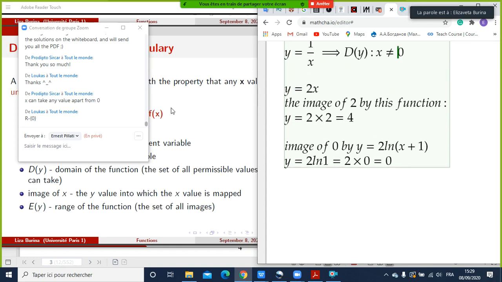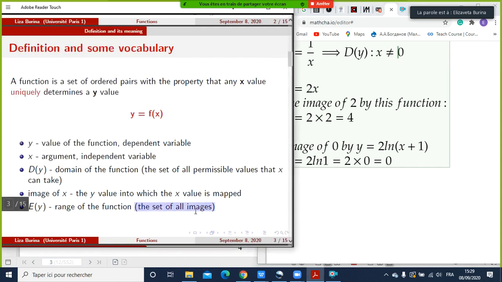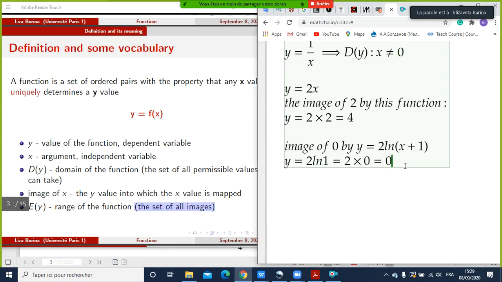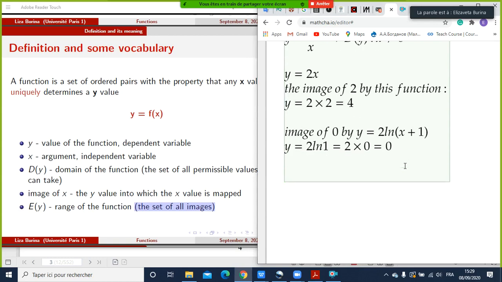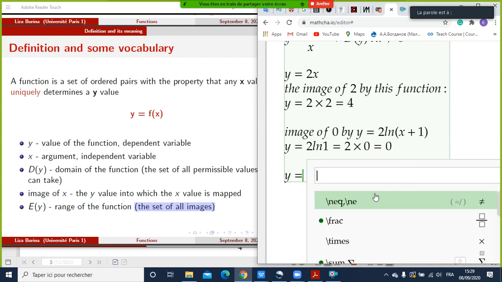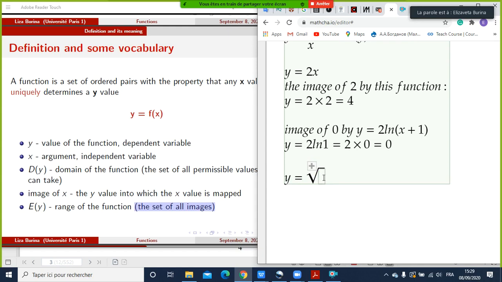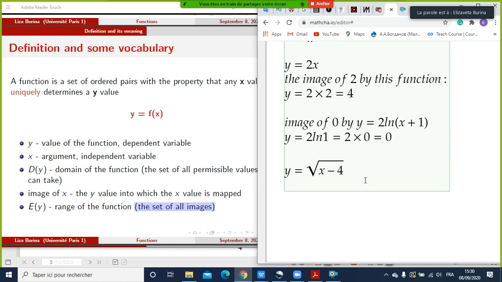Okay, so we went through domain, we went through image, and then what's left on this slide is the range. So range of the function, here what I said is it's the set of all images. In other words, it's everything that y can be. And let's go back to our famous example of y equals square root of x minus 4. So here the range will be what?